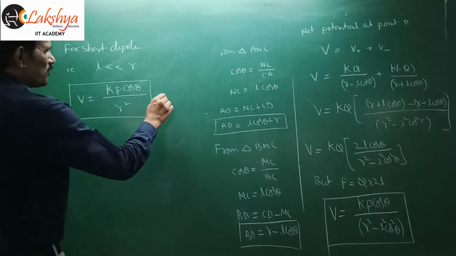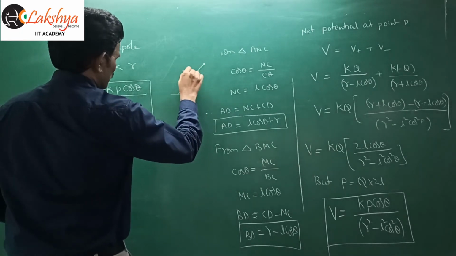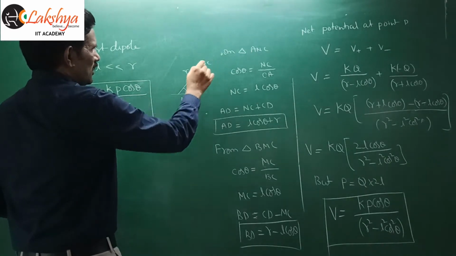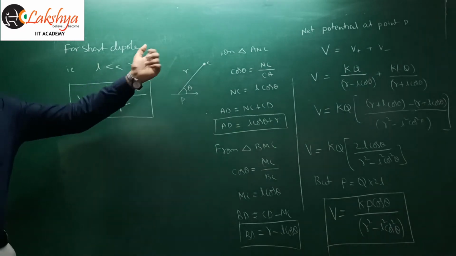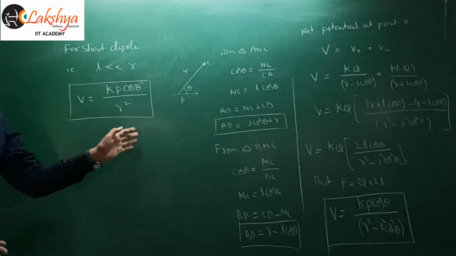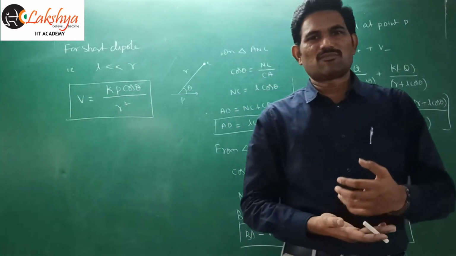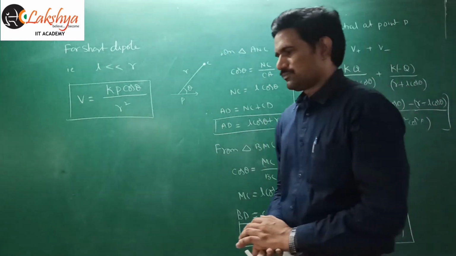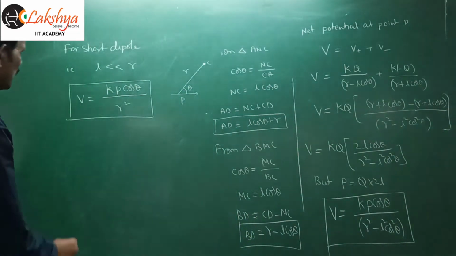So at any general point, this is how our situation will be. Suppose this is the dipole here, and this point, say C, is the general point where we are writing this total potential calculation. In case of a short dipole, we can represent it like this. Now let us see the cases for a point on the axial line and for a point on the equatorial line. So I will write here for an axial point.